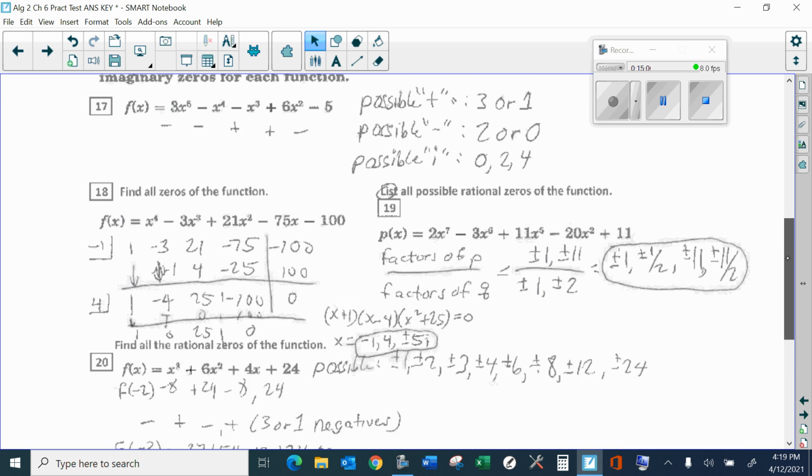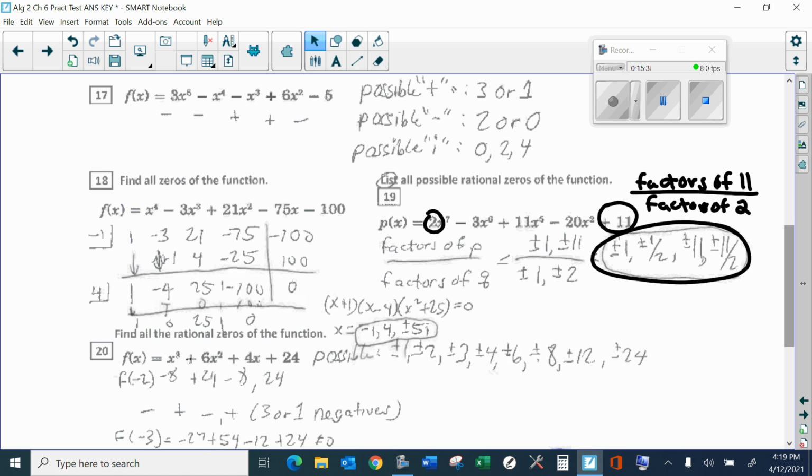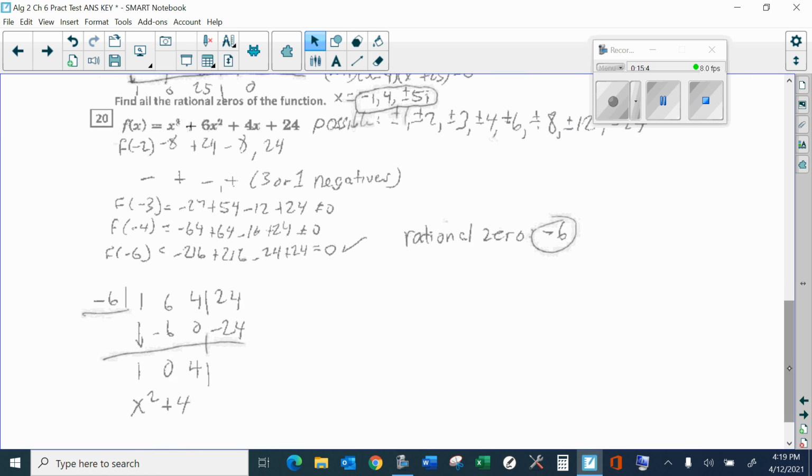19. It is just asking you to list, not to solve it, just list the possible rational zeros. Remember, it's the factors of this one, factors of 11 over factors of 2. So you could have plus or minus 1 in the numerator over plus or minus 1. You could have plus or minus 1 over plus or minus 2 for a half. You could have plus or minus 11 over 1 and plus or minus 11 over 2. That's all your possible factors. Okay? That's all you're listing as the possible factors.